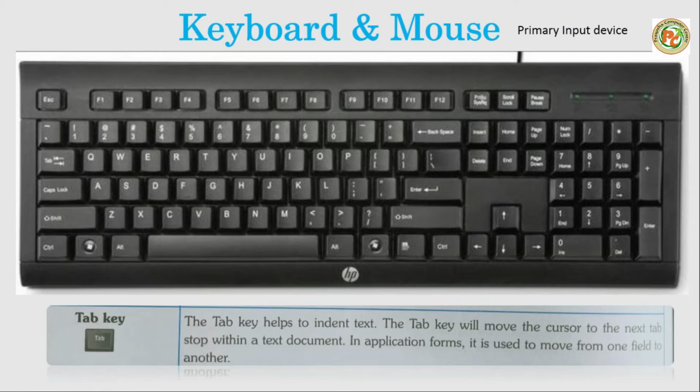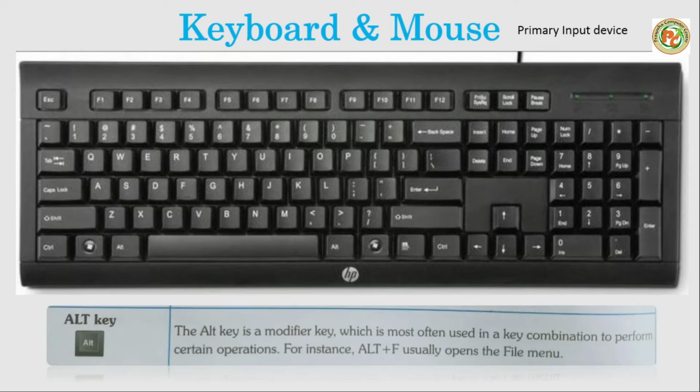Okay, so the tab key is generally used to move 4 spaces at the same time. Next, the alt key. You can see there are 2 alt keys, one here and a second here. The alt key is called a modifier key, which is most often used in key combinations to perform certain operations. It depends on the operating system, Windows or MS-DOS or Mac OS.